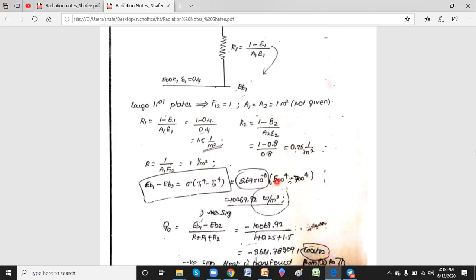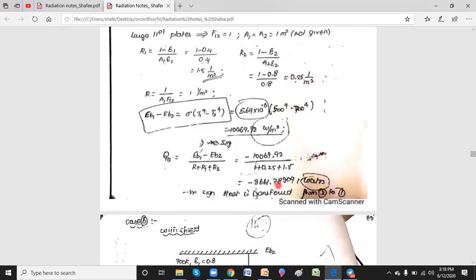Now if I take 500 minus 700, because I assumed 500 as the first plate and 700 as the second plate, you get negative. Negative indicates the direction of heat transfer. Now if you keep this value, Q12 is (EB1 minus EB2) by (R1 plus R plus R2). Keep all the values. Now what is the amount of heat transfer? It is around minus 3661.78 watts. This is the value of heat transfer whenever there is no shield.